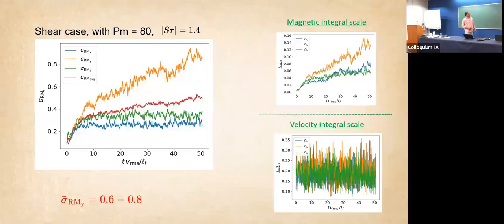A similar trend is also seen in the integral scale of the magnetic fields here, and the velocity integral scale remains the same compared to the previous no shear case. Only the magnetic integral scales are increasing. That is happening because of the presence of the shear. In the space-time diagram that I showed, we had observed bigger patches of the magnetic fields. So this correlates with the presence of the larger scale magnetic field that is coming because of the shear.